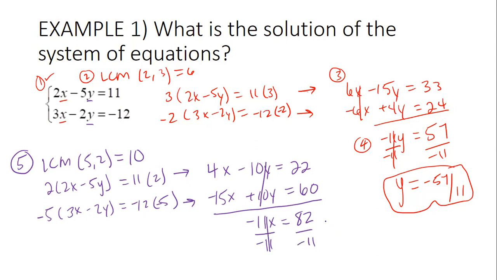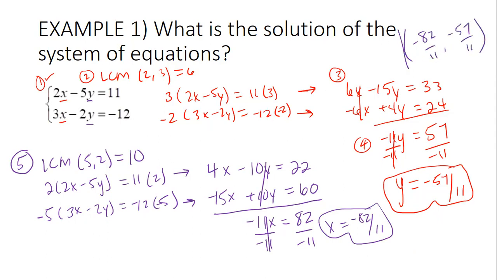So we get x equals negative 82 over 11. So our solution set is negative 82 over 11, comma, negative 57 over 11. Do you see how if we use substitution, that may not have been a pretty number to work with through the end, right? Especially if it's wanting the exact value.